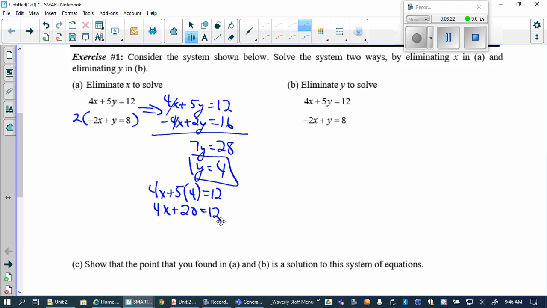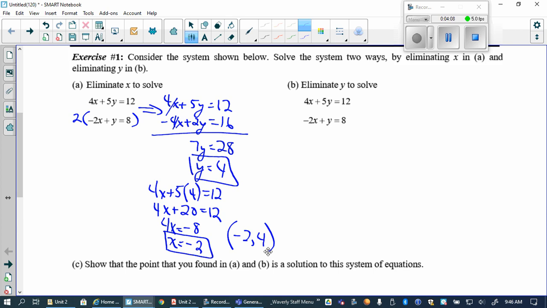Do I have to keep showing when I subtract the 20 from both sides? You guys get that, right? So 4x equals what? It's 12 minus 20. Negative 8. So what does x equal? Negative 2. Let's go ahead and list it as an ordered pair. It'd be what, comma, what? All right. So raise your hand if you kind of understand how to solve by linear combination.